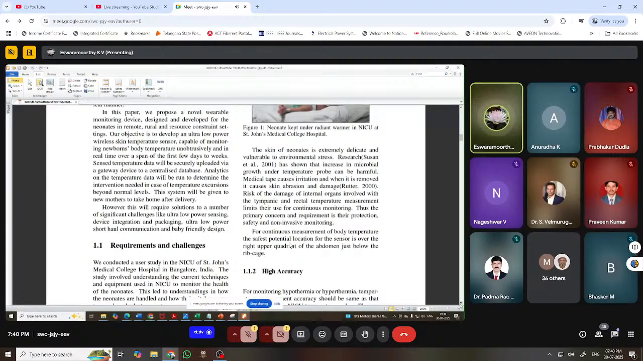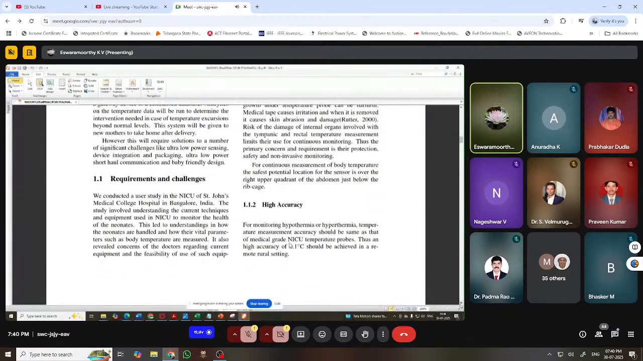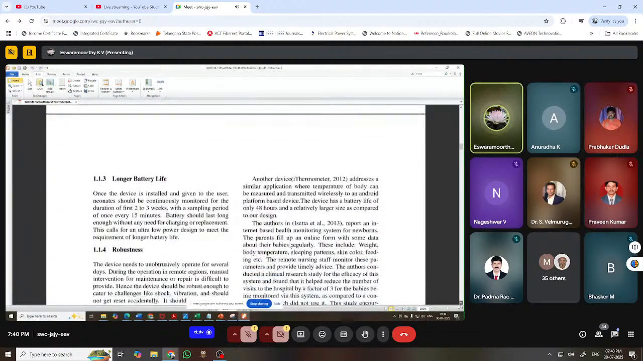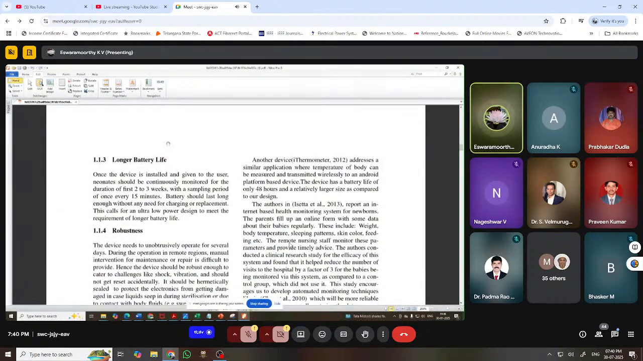However, they found that the right upper quadrant of the abdomen, below the rib cage, is a potential location which can give some accuracy in the temperature. And here they need to monitor with 0.1 degrees Celsius accuracy. That is also important. These are the challenges. And again, longer battery life. At least it has to monitor 2 to 3 weeks.